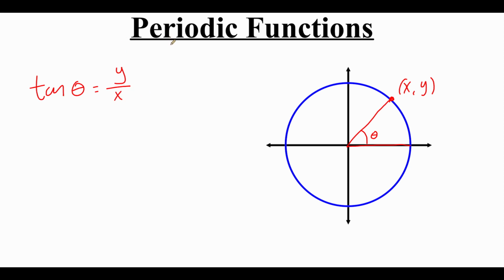Now tangents actually repeat themselves more often than sines and cosines do, because if I were to take this angle theta and instead of stopping at this terminal side, if I rotated around and stopped at an angle down in the 3rd quadrant, that gave me the ordered pair negative x, negative y.